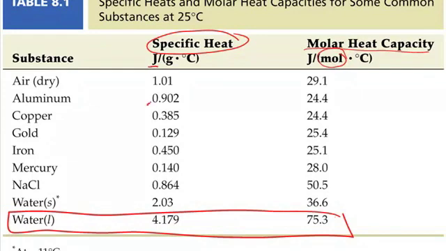Whereas aluminum and copper, and so on and so forth, gold, iron, all these metals, like I mentioned before, do not take a lot of energy to heat up, which is why we make a lot of parts that we need to heat up very quickly out of metal.